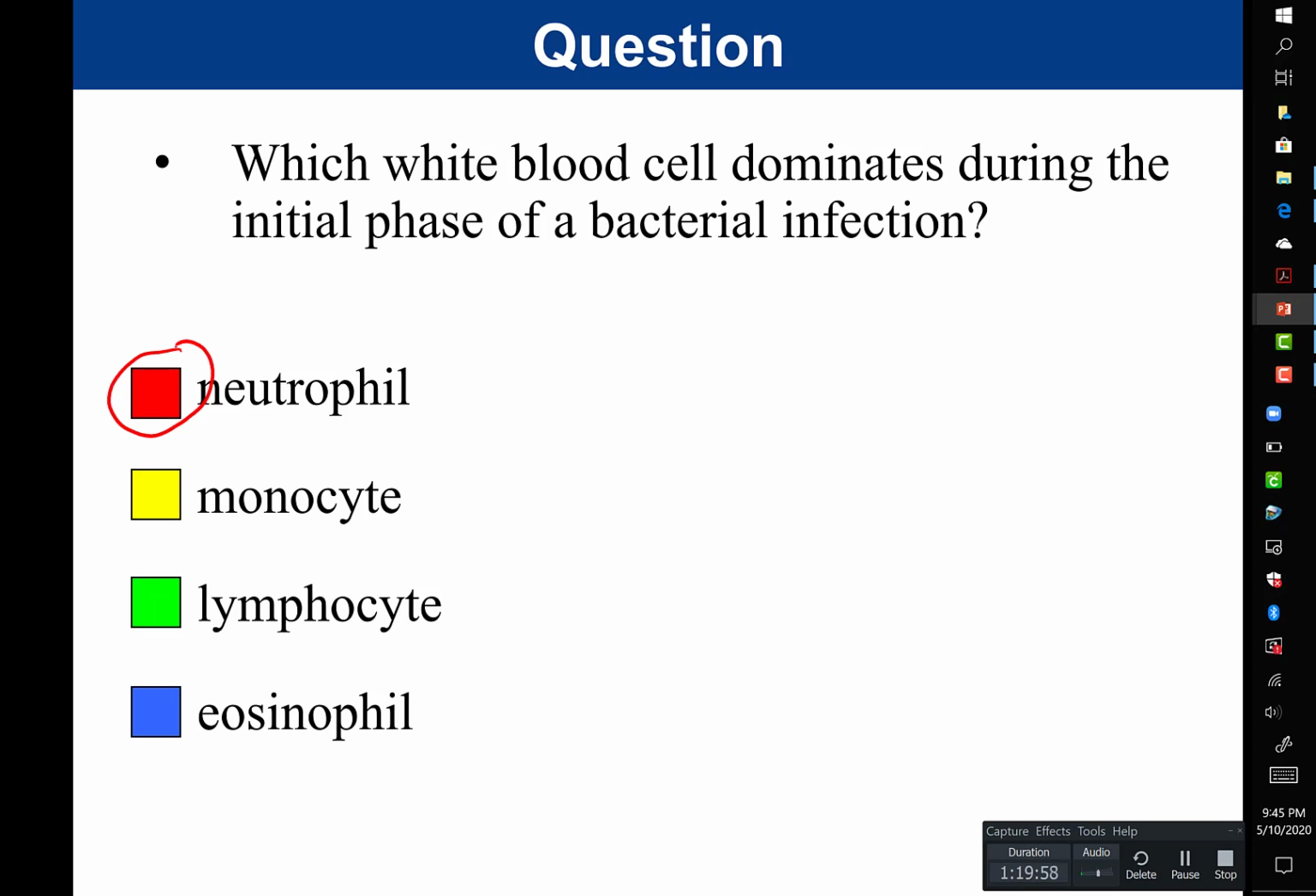Lymphocytes are typically not there in the first phase of the infection because most of our lymphocytes play a role in acquired immunity, except natural killer cells, but the others are all in response to acquired immunity. Eosinophils are not typically used against a bacterial infection. They're used more against eukaryotic cell type infections. So in a bacterial infection, the white blood cell that dominates at the beginning would be the neutrophil.